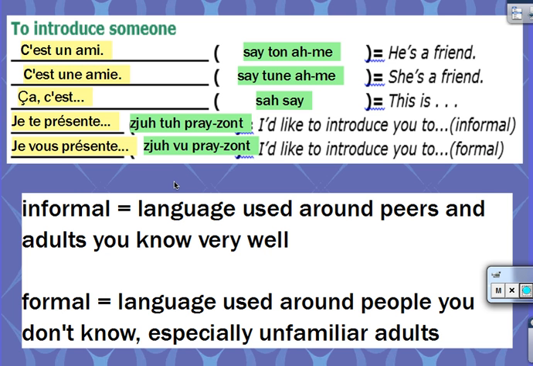Either way, if you introduce somebody and you say his name is, and you want to explain that he's a friend of yours, the way you say that in French is c'est un ami. If you introduce a girl and she is your friend, then you would say c'est une amie.